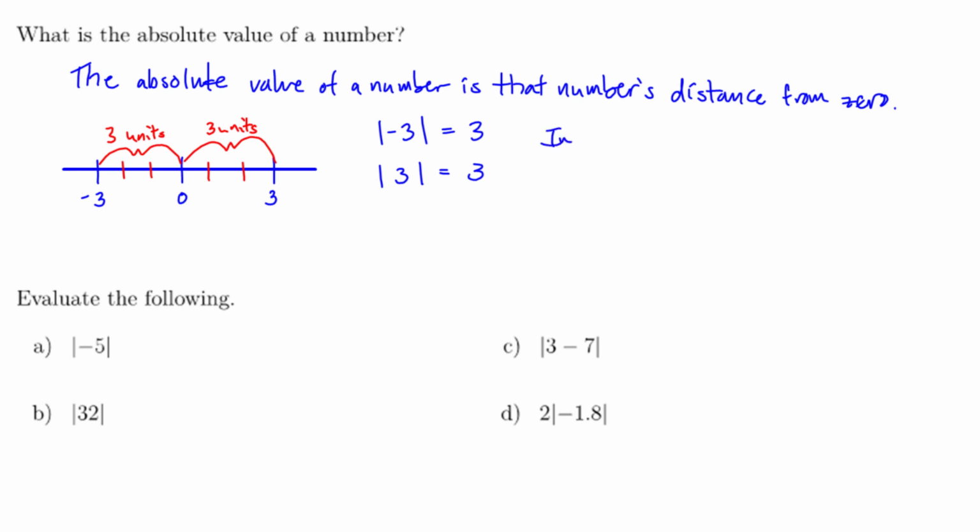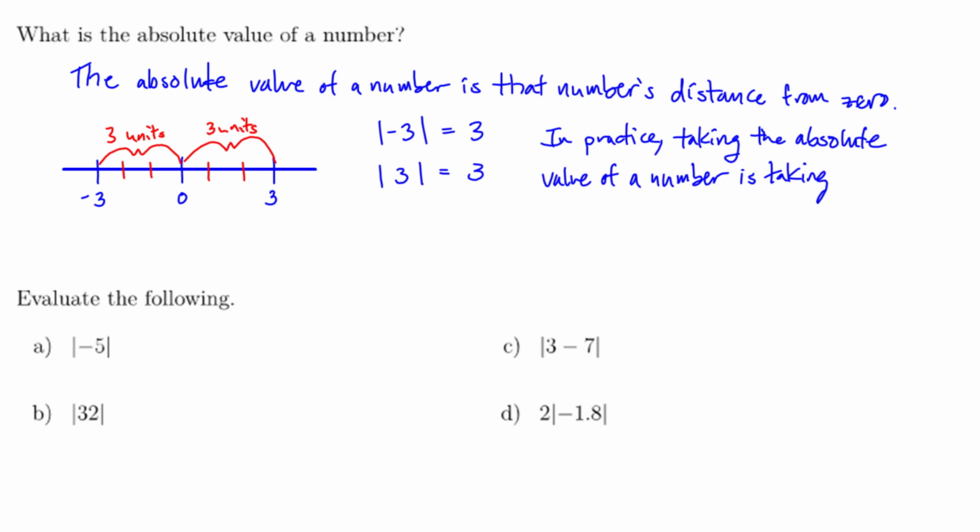So let's jot that down. The formal definition of the absolute value of a number is that it's that number's distance from 0. But in practice, taking the absolute value of a number is just taking the positive version of that number. So it's taking the positive version, or the positive part, of that number.